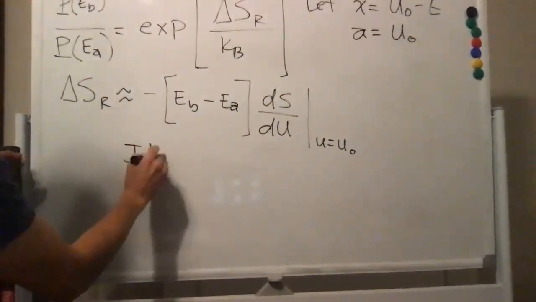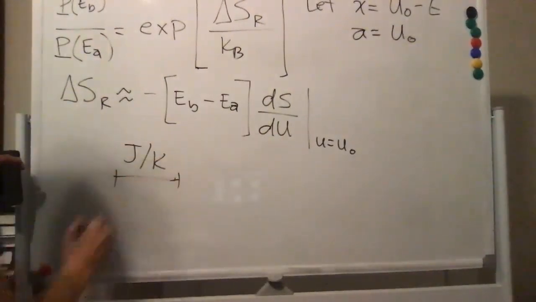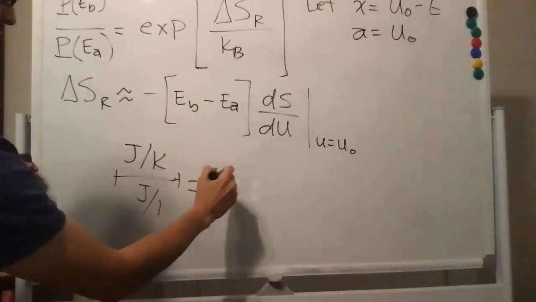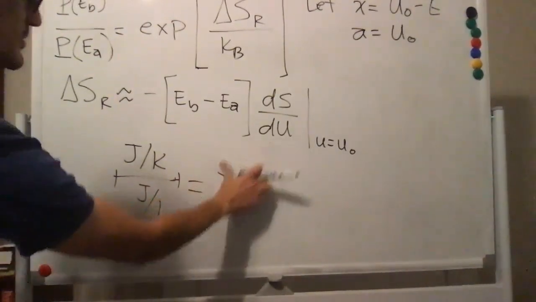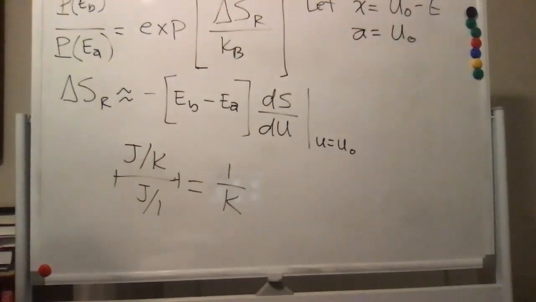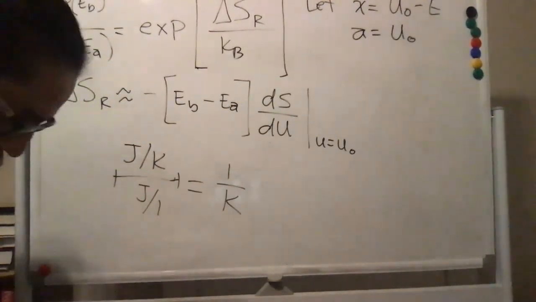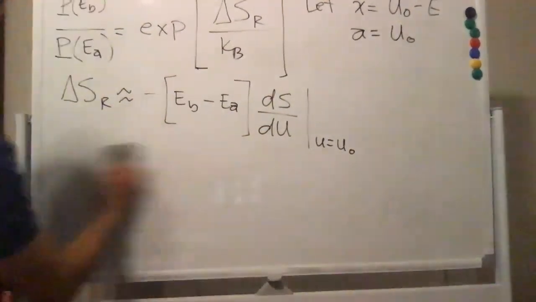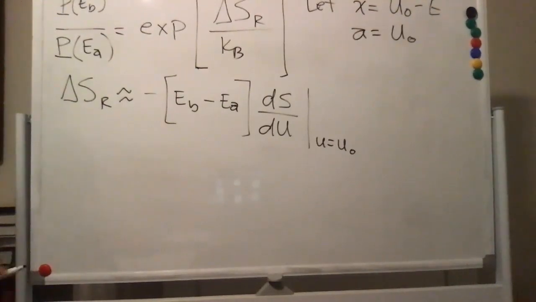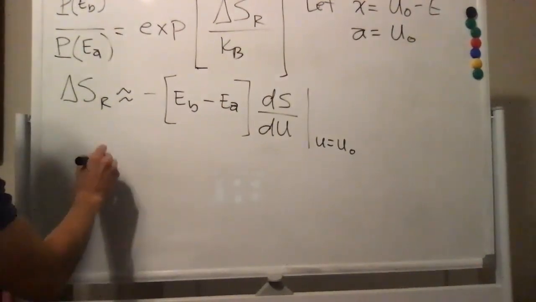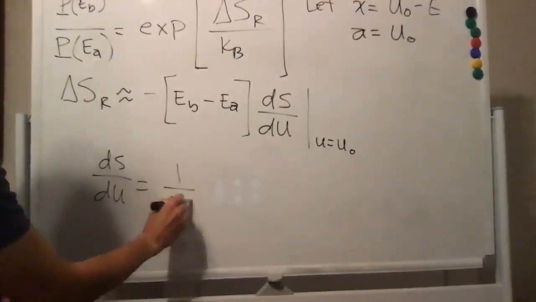This is joules per Kelvin. What is units of energy? Joules. So this is 1/Kelvin. So what is it? Reciprocal to temperature. Say that again. It's reciprocal to temperature, but what does it mean physically? It's not energy. Physically, it might be easier to do it the other way, right? So you have dS dU equals 1 over temperature.